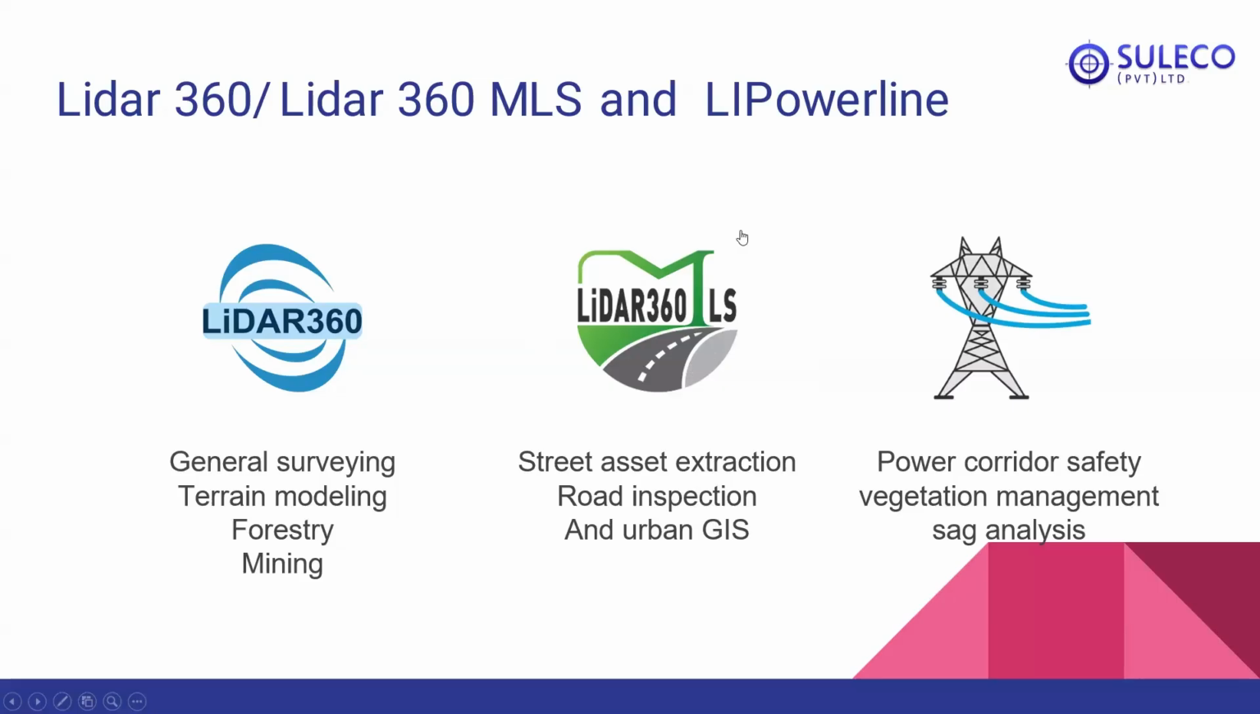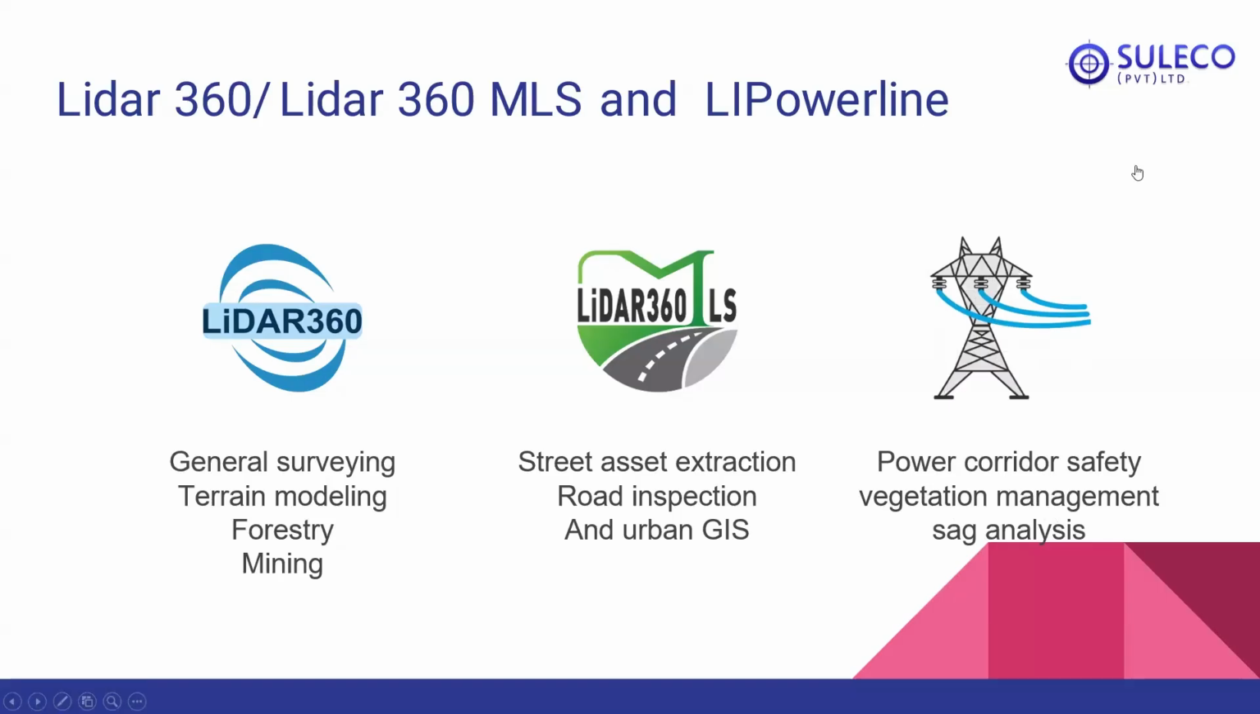And we can also process LiGrip data from here. I will explain what instruments are used here and how to process that data. Another one is the LiPowerLine software. This mainly focuses on power line analysis and inspection. We can predict vegetation and do safety vegetation management here. We can also do sag analysis and wind analysis with this one.